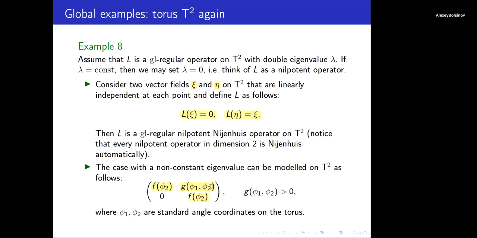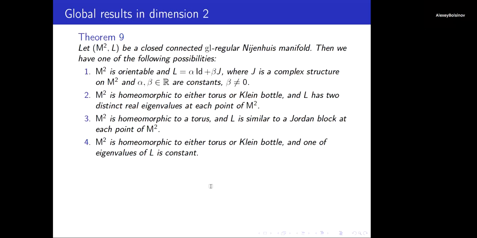Why do we not consider any other surfaces like the sphere, for instance, or projective plane, or sphere with two handles? Because of the following theorem. In dimension two, if I have a closed connected manifold with a GL regular Nijenhuis operator on it, then there are only the following possibilities. M2 is orientable, and then L is alpha identity plus beta J, where J is a complex structure on M2. We know that every orientable M2 admits a complex structure, and actually many different complex structures. And alpha and beta are constant.